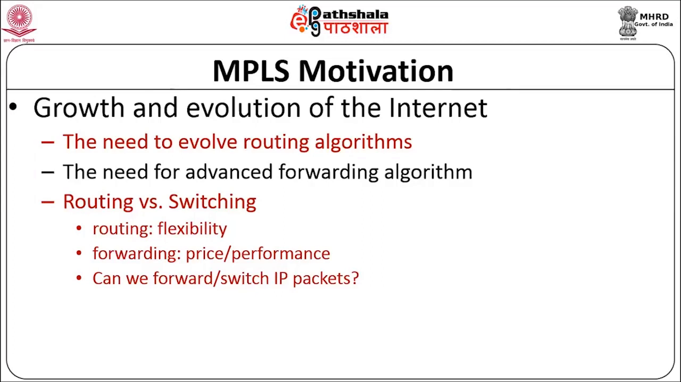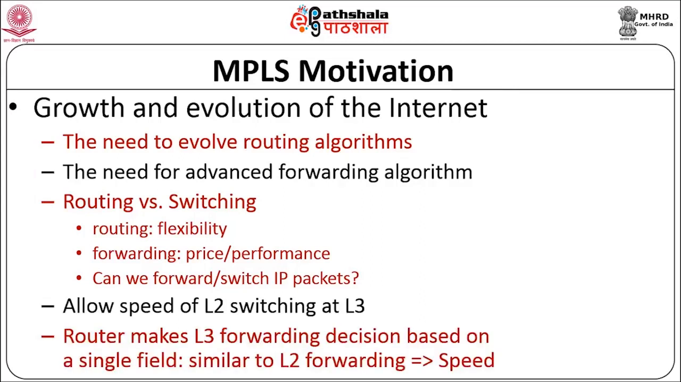So we need to understand this debate correctly and take advantage of the techniques that are there in both the mechanisms. Ideally what we would like to do is have the speed of L2 switching at L3. If you have layer 2 switches, you know that they switch at a very fast rate. So you would like to ideally have that kind of switching at L3 as well. To make that happen, if the router can make the L3 forwarding decision based on a single field, it would definitely give rise to a good amount of speed.